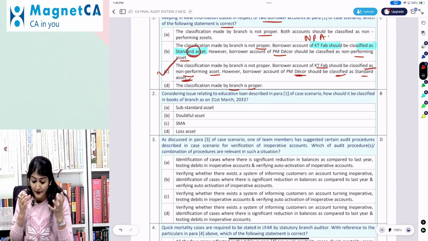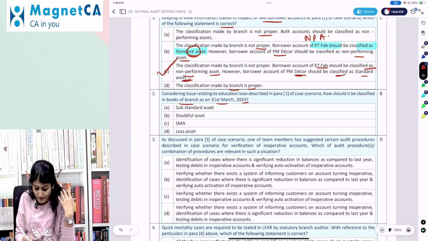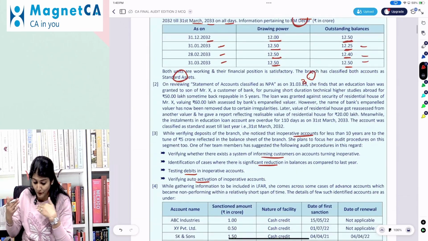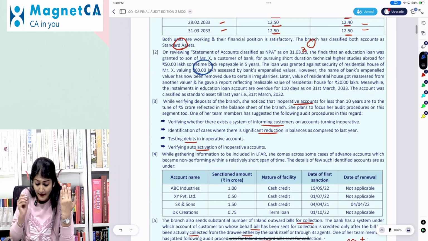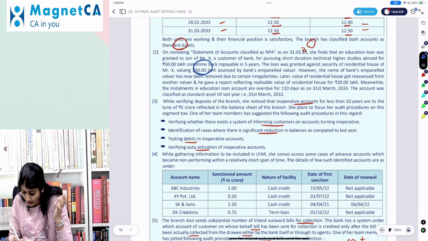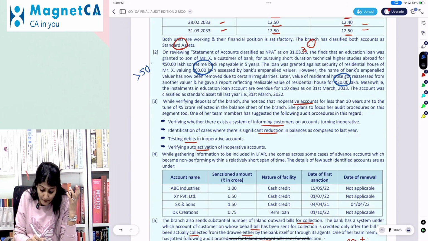Considering the issues relating to the education loan described in para 1 of the case scenario, how should it be classified in the books of account as on 31st March 23? Now the loan was given against the residential house and the value of the house was taken to be 60 lakh, and now there has been a reduction in the value of the house to the extent of 20 lakh. That means there has been more than 50% erosion in the value of the security.